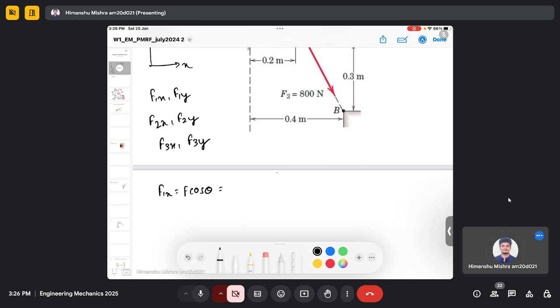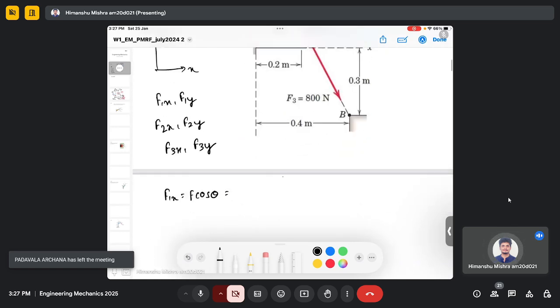So F is 600 Newton. So it will be 600 cos 35. So I will get 491 Newton.